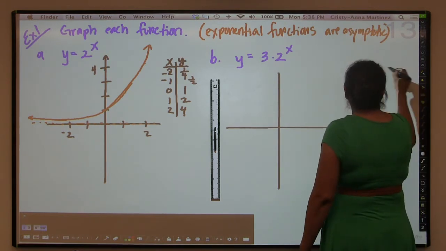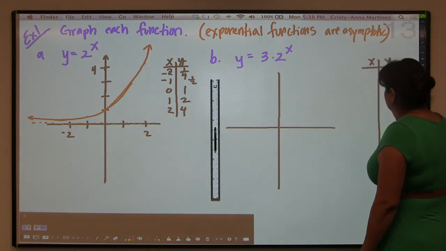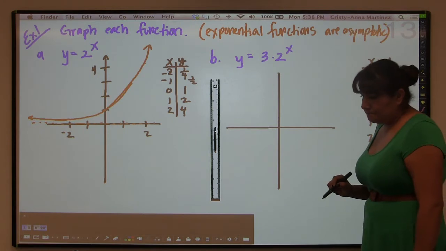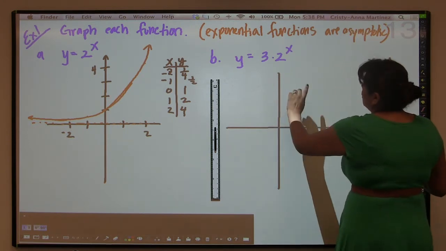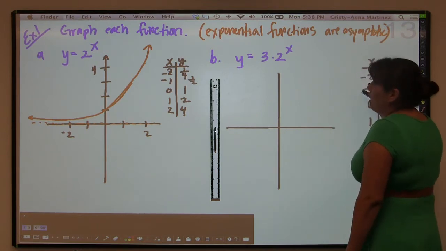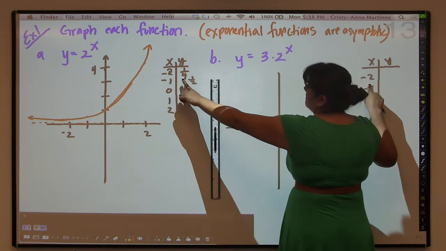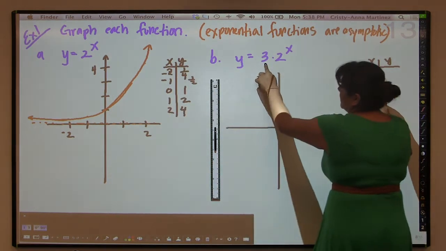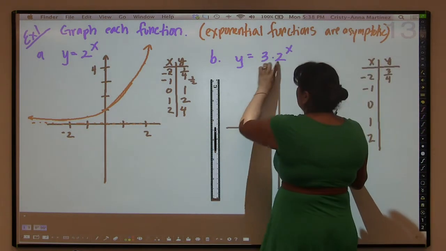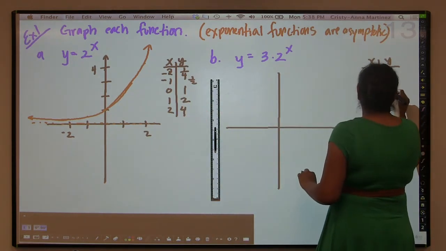This one is 3 times 2 to the x. And again, we can make a little table here, and we can do -2, -1, 0, 1, 2. And what's going to happen here is you've got 2 to the -2 power. We already know that when we have -2, 2 to the x is 1/4. And all I'm going to do is take that 1/4 and times it by 3, and that's going to be 3/4. And we know what 2 to the -1 power is. It's 1/2. And then 1/2 times 3 is 3/2.